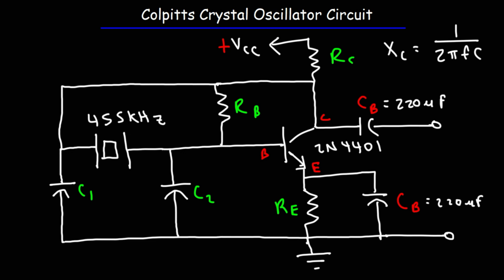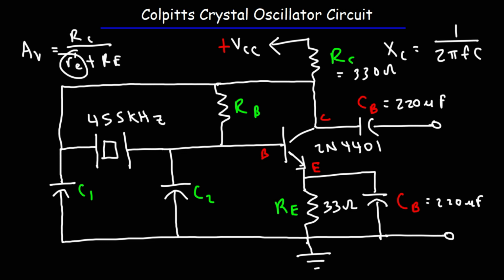Now let's talk about the values of RC, RB, and RE. When I tested this circuit, I chose a value of 33 ohms for RE, and for RC, I chose a value of 330 ohms. Now the voltage gain of the circuit is going to be RC, assuming that the load resistance is infinity, divided by the AC emitter resistance plus RE. If the current of the circuit is low, typically this is a low value, and so the voltage gain is going to be approximately RC over RE. So I wanted RC to be relatively high compared to RE.